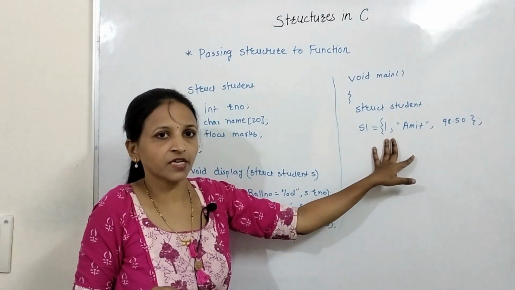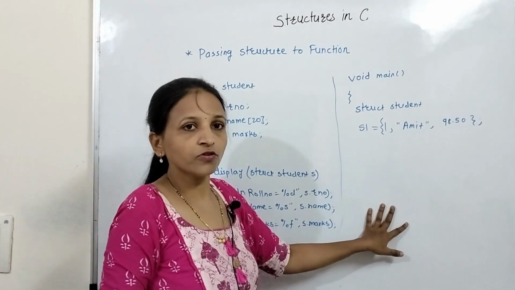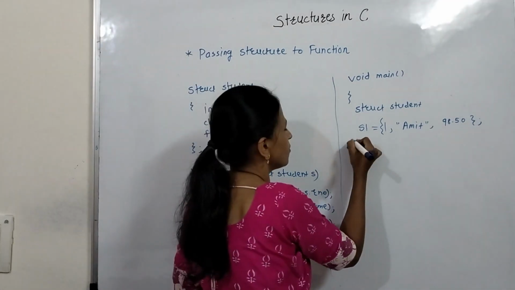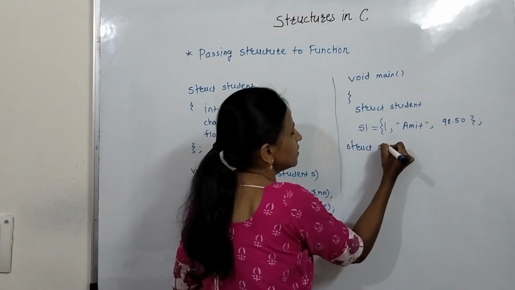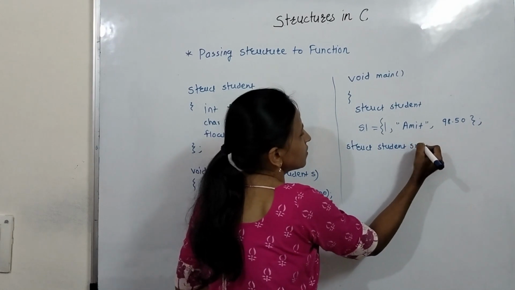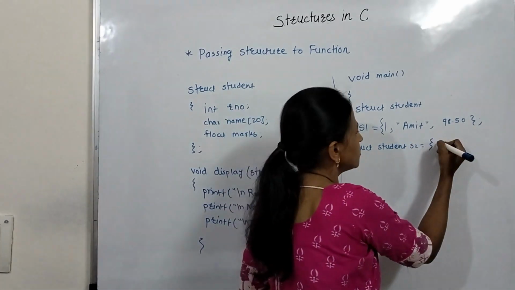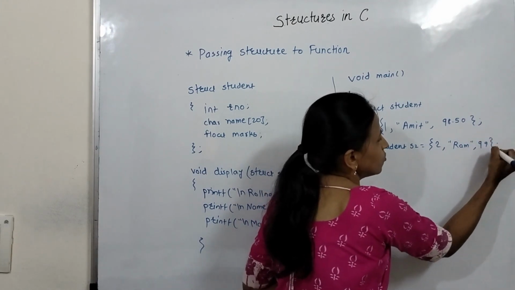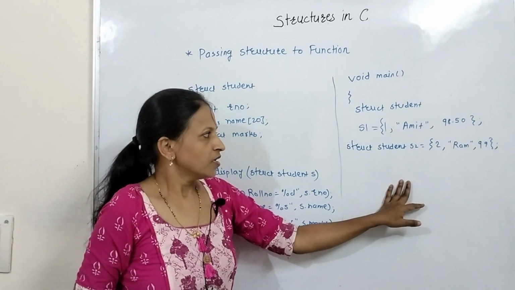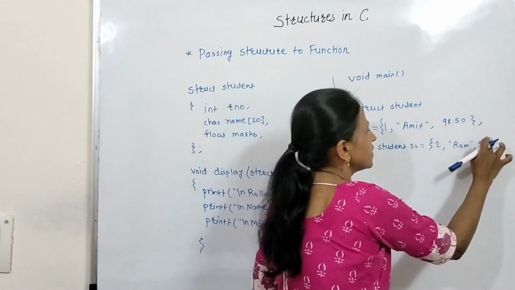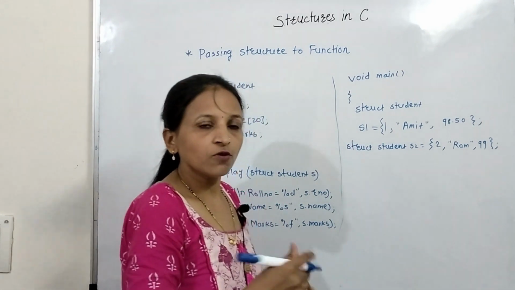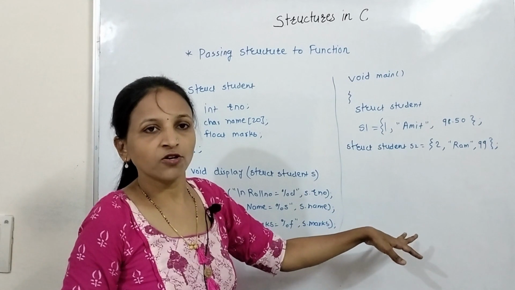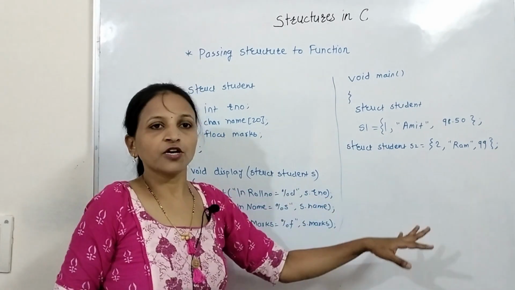You can also accept data from the user here. Now I want to display data of that student. Again see, one more variable I am creating, no problem. Struct student S2 equals, here let roll number be 2, then name is Ram, and let marks be 99. No problem, this is the second variable. Now whatever data of S1 and S2 I want to display, we have to write all those statements like S1.rno, S1.name, S1.marks, then S2.rno, S2.